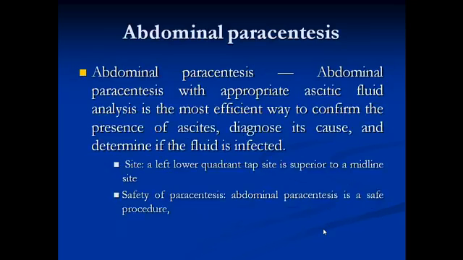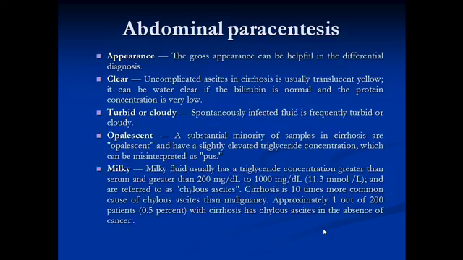Abdominal paracentesis. Abdominal paracentesis is very important. Abdominal paracentesis with appropriate ascitic fluid analysis is the most efficient way to confirm the presence of ascites, diagnose its cause, and determine if the fluid is infected. So whenever we find a case of ascites, we have to perform abdominal paracentesis. It will guide us to diagnose and find out the causes of ascites.